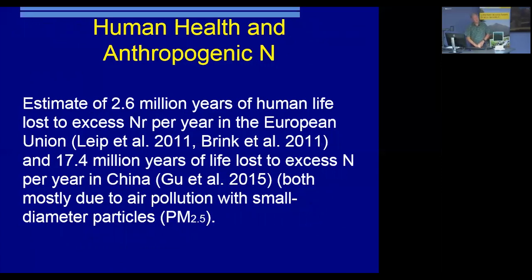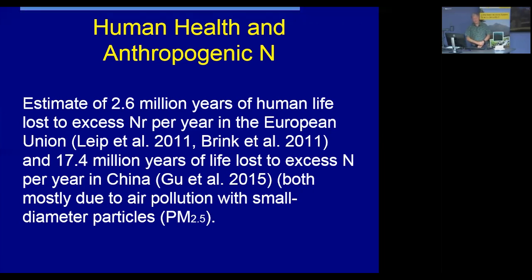Another important aspect of this change is that human health is substantially influenced by anthropogenic nitrogen. There's an estimate published by the European Union's nitrogen assessment in 2011 that about 2.6 million years of human life are lost to excess reactive nitrogen per year in the European Union. The estimate for China is about 17.5 million years of human life are lost to excess nitrogen per year, mostly due to air pollution with small diameter particulate material, which contains a lot of reactive nitrogen.